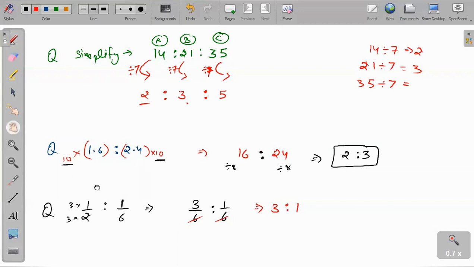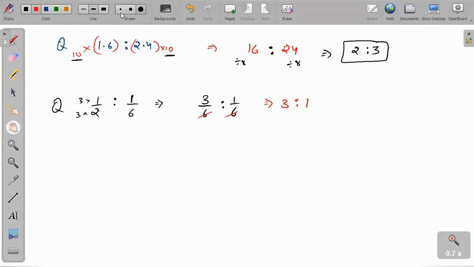Or what you can do is just take the LCM, if you don't want to do this step. Now, a half ratio 6. Just take the LCM of the denominators you have. What's the LCM you're getting? What's the LCM of 2 and 6? Try to be quick. Do you know how to find the LCM of 2 and 6?